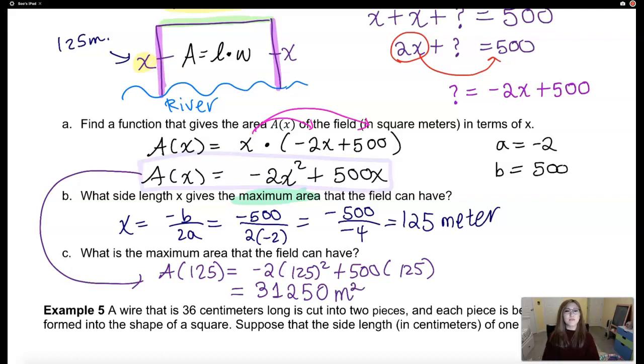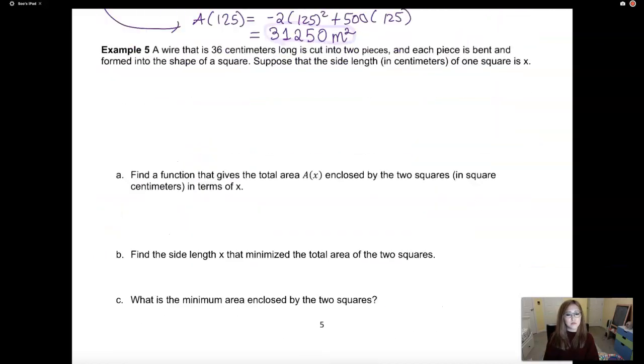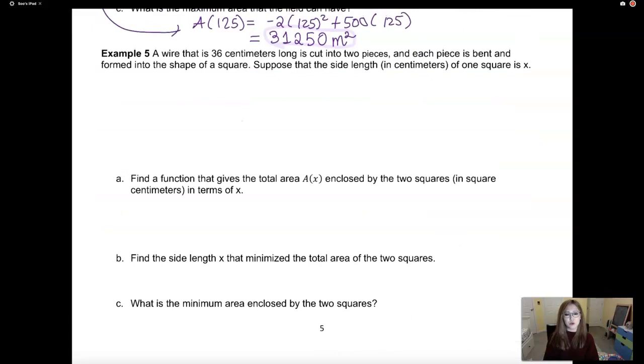But that is the maximum area that the field can have. And that is what I got by evaluating. Now we only have one last question, guys. Example number 5, and that will be it for section 2.1.